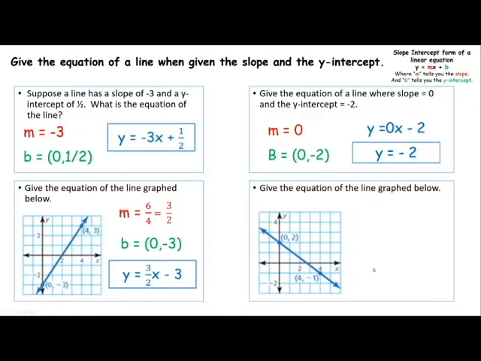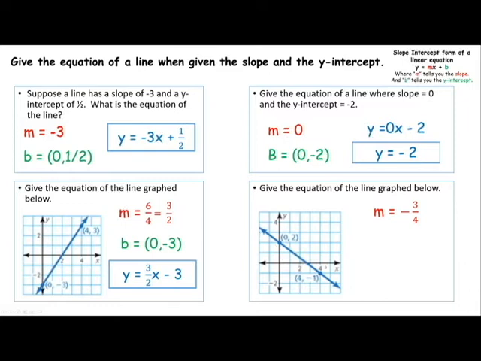I can see that I go down 1, 2, 3 when I go over 4, giving me a slope of 3/4. Notice since it is going down, it is going to be a -3/4. Positive slopes always go up left to right.